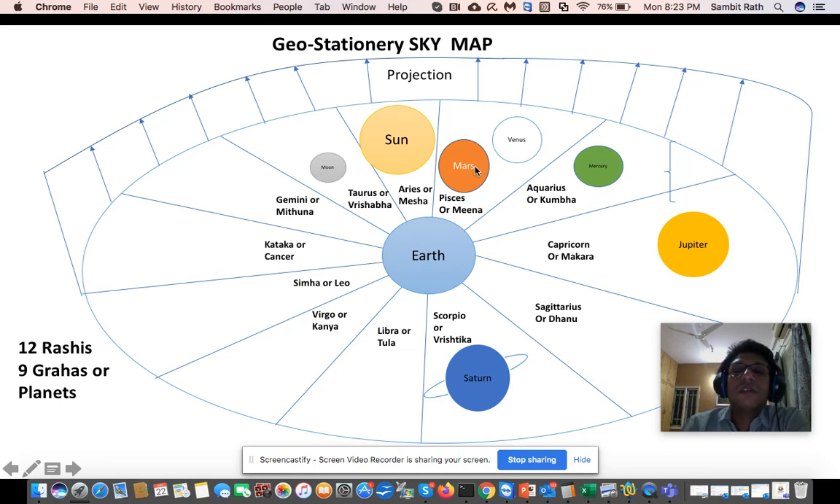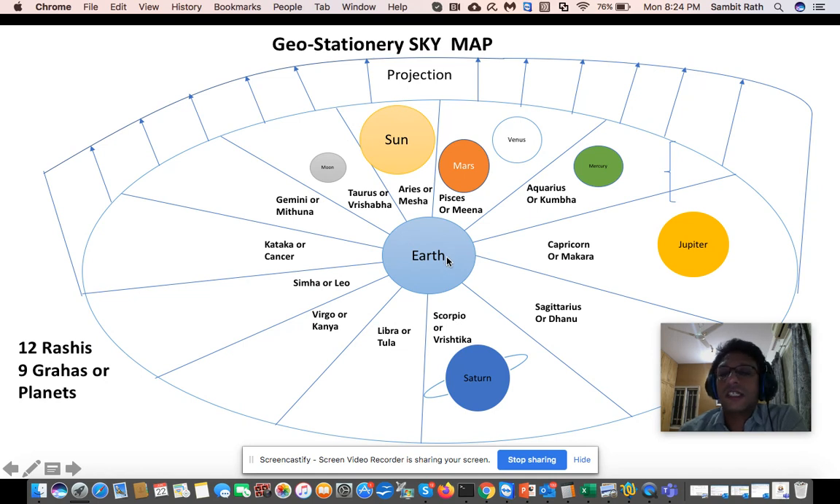Now, to understand this more, in astrological terms, what we have done is this 360-degree sky map projected is divided into 12 signs of 30 degrees each. Why? Because Earth takes 365 days to complete one revolution, or rather, 365 days and 4 hours to be precise.